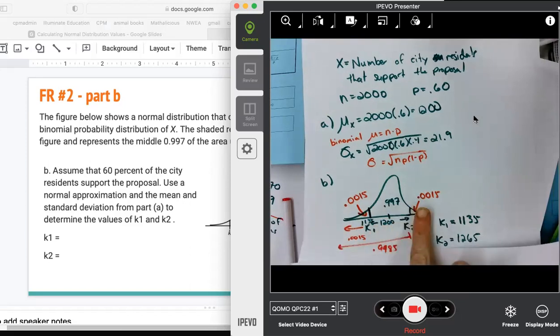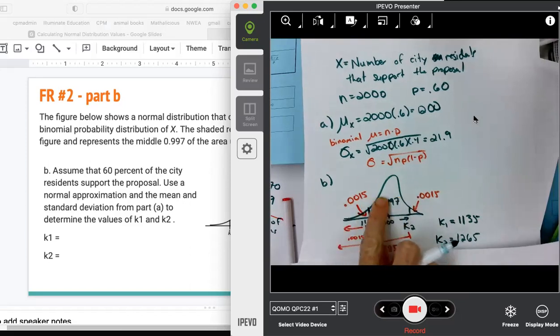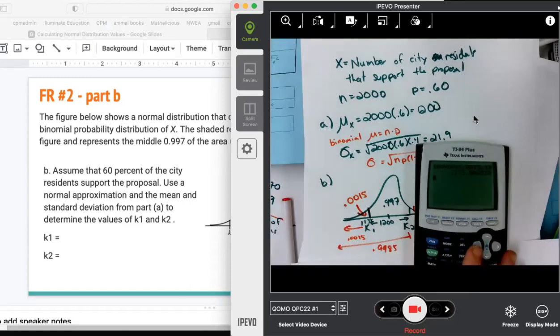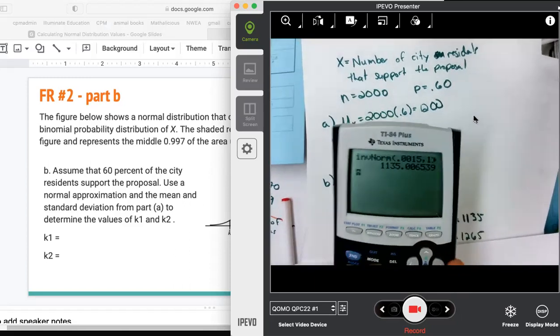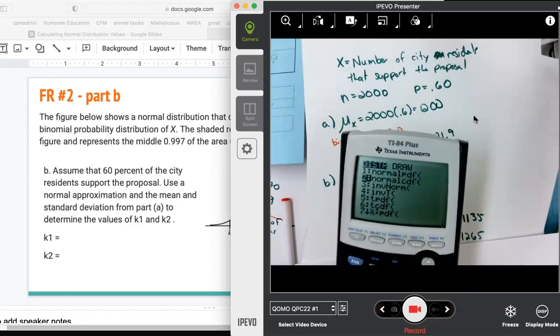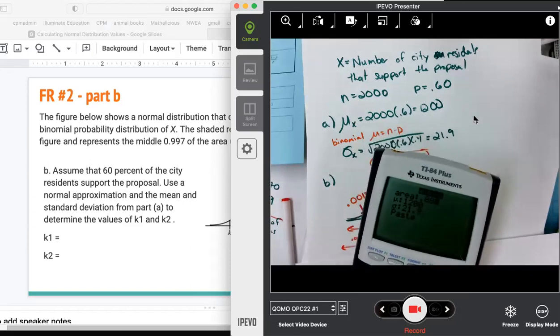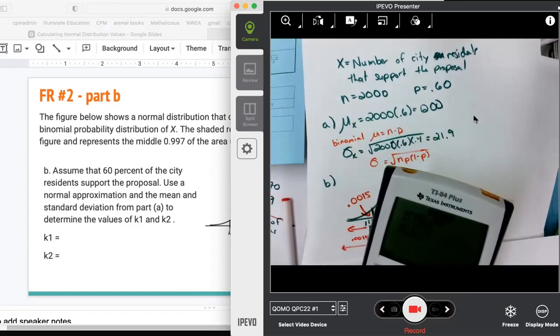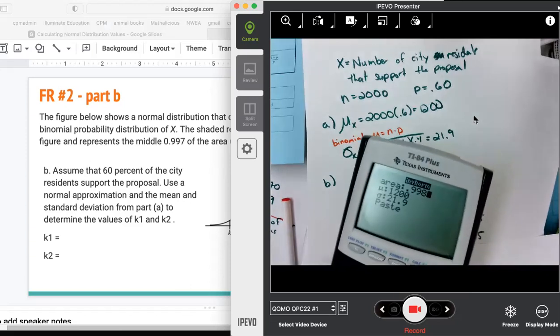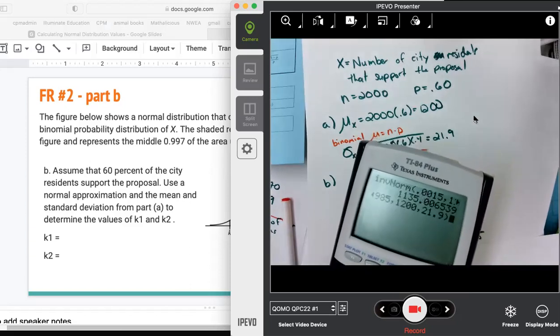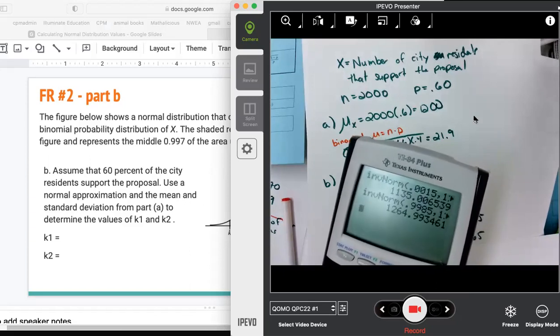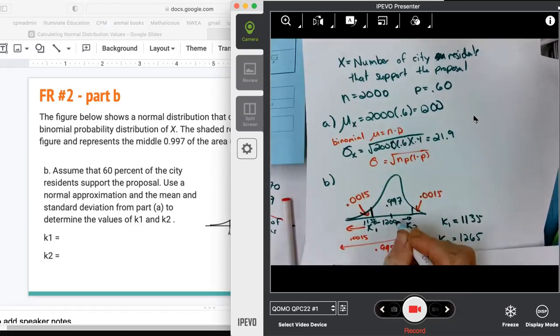To find the other one, I need to find all the area to the left. So I do 0.997 plus 0.0015, which is 0.9985. Do the same calculation in my calculator. Second distribution, inverse norm, 0.9985, mean, standard deviation, hit enter, and I get 1265. And so I'm really going about 65 people in each direction for these numbers. So I get my two values.